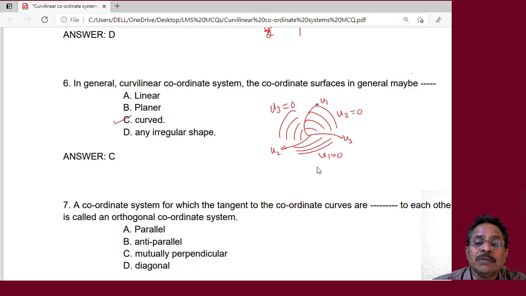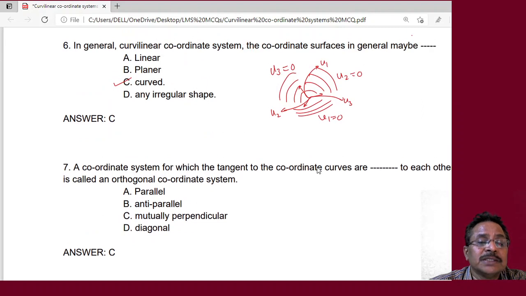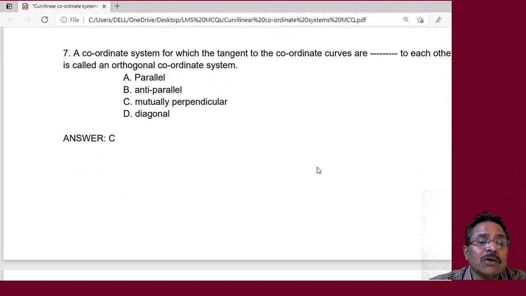Now for this system, whenever I draw a tangent to these, these are called unit vectors, and we can discuss that later on. Now this was question 6. So the correct option of question 6 is C, that is curved surfaces. Now question 7. A coordinate system for which the tangents to the coordinate curves are dash dash to each other is called an orthogonal curvilinear coordinate system.